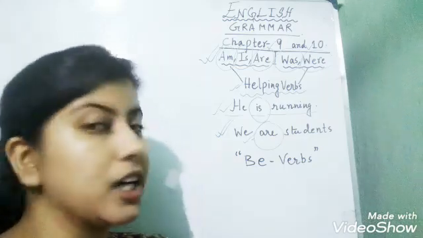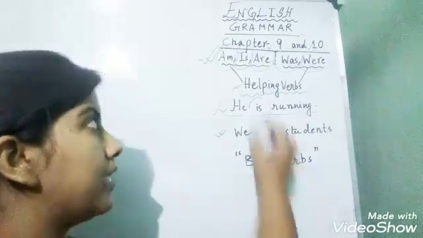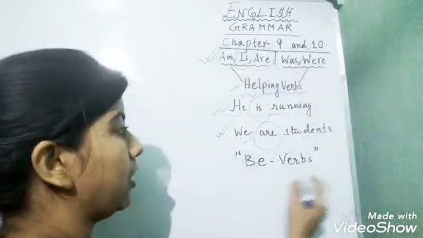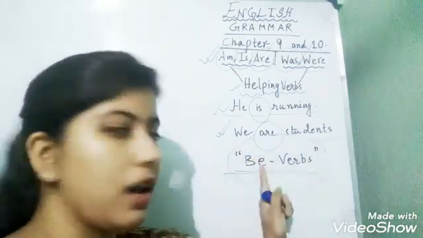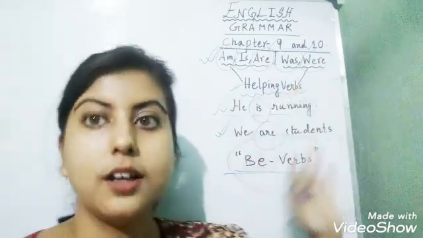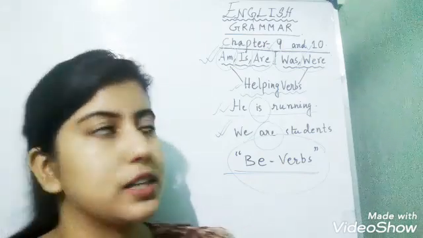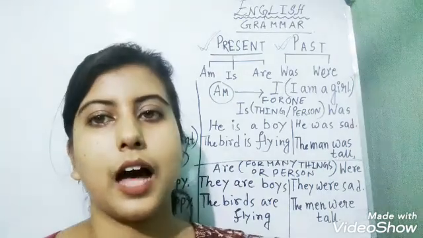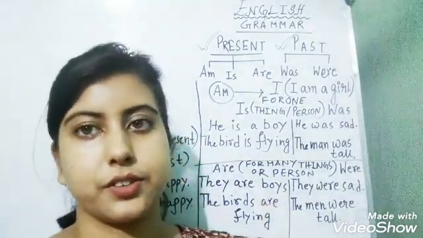Now they have another name. Am, is, are, was, were. They are all be verbs. So these are all be verbs. Now we will learn about these verbs in detail.